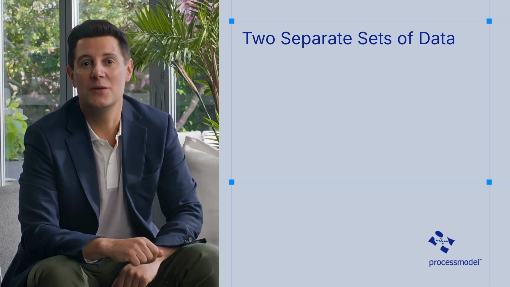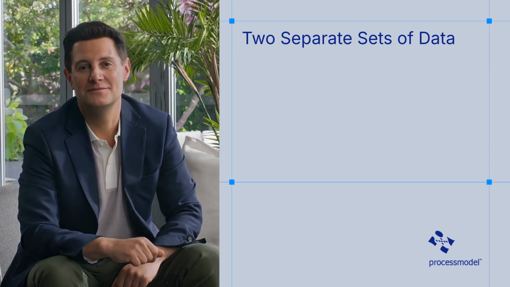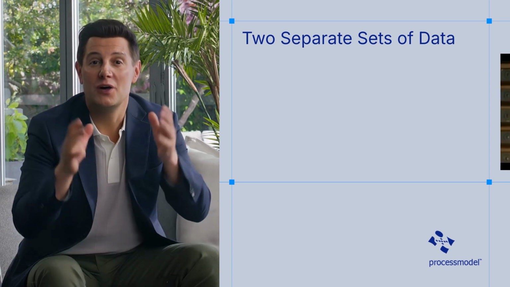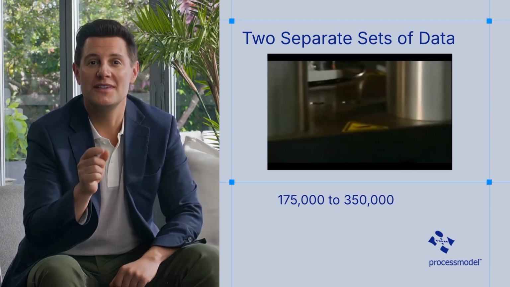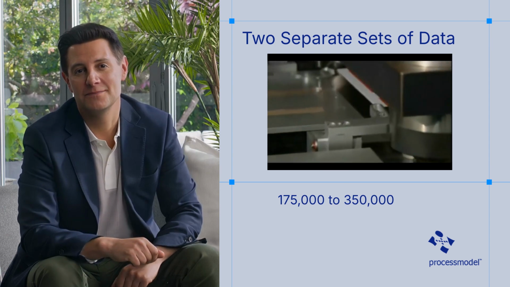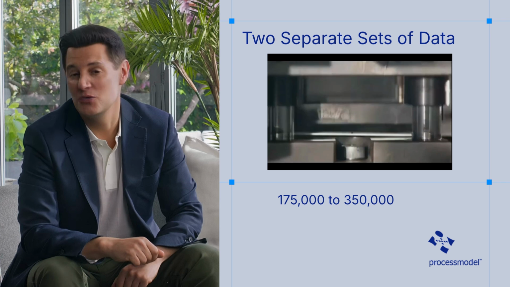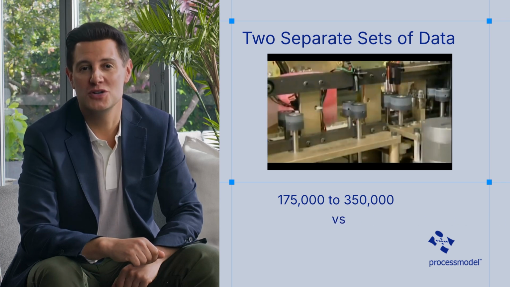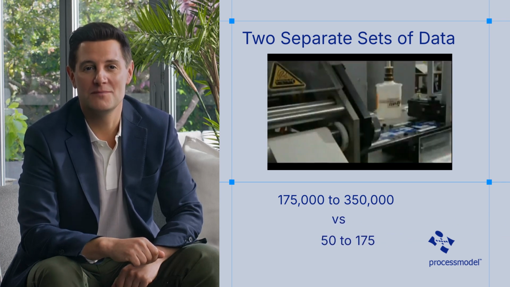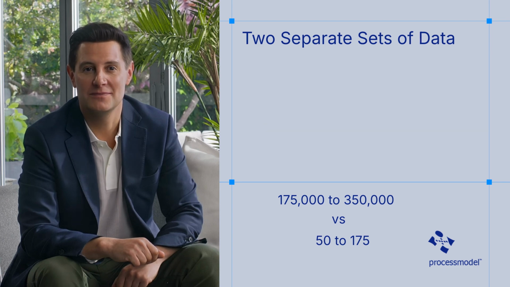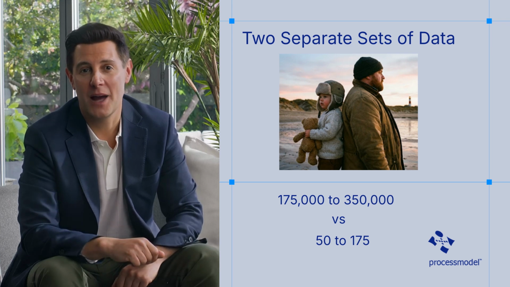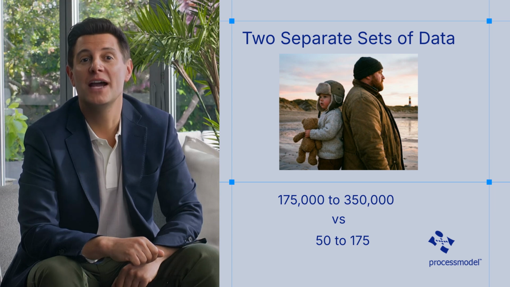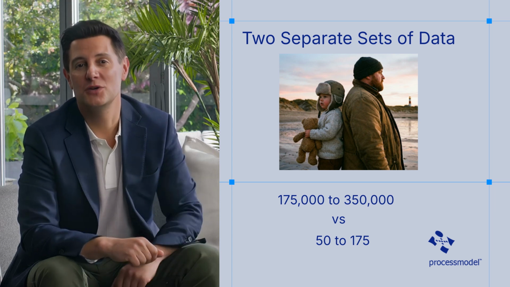Another common issue is combining two different datasets. For example, a credit card supplier in the US produces between 175,000 and 350,000 cards on Tuesday through Friday. On Monday, they reproduce cards reported as lost or stolen. The Monday numbers range from 50 to 175. You can't combine those numbers. StatFit won't find a pattern. You must separate Monday's data from the rest of the week. Then, you will get two beautiful, accurate distributions.